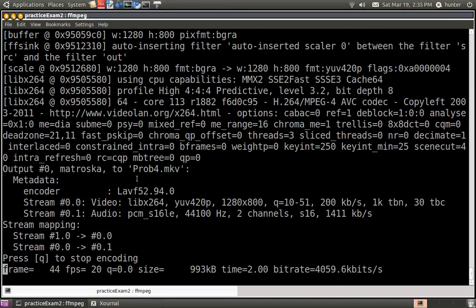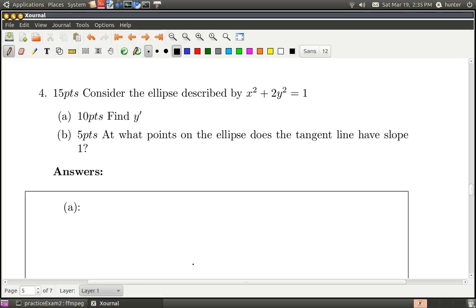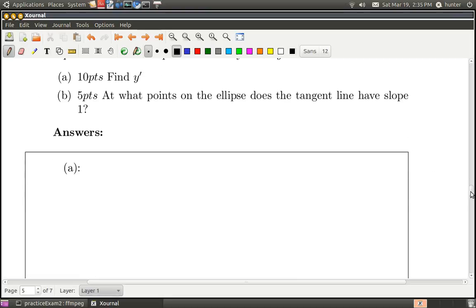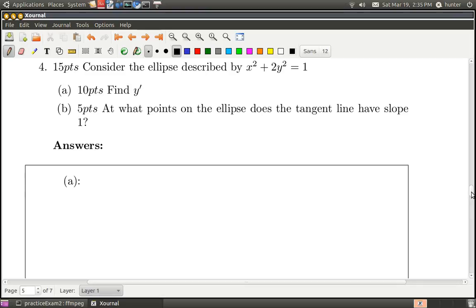Okay, so let's do problem 4. So this is problem 4. It gives you an equation that describes an ellipse, and first we're going to use implicit differentiation to find y prime.